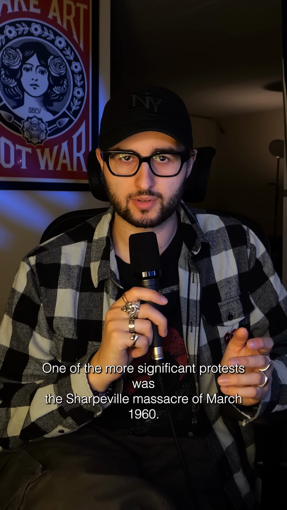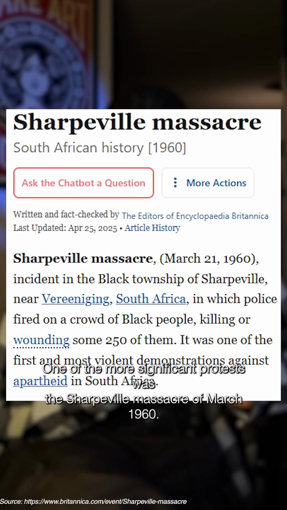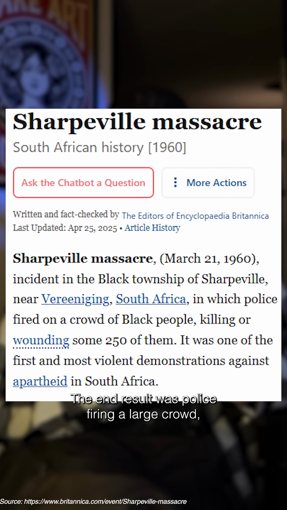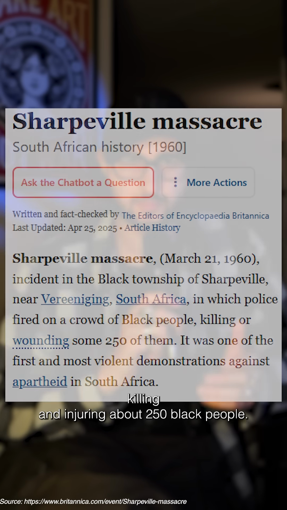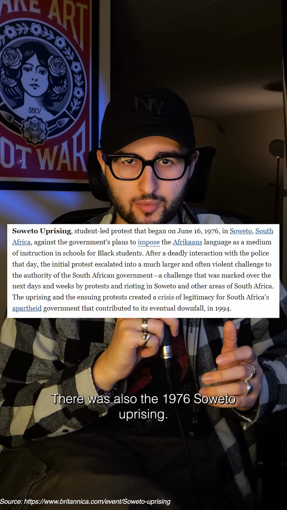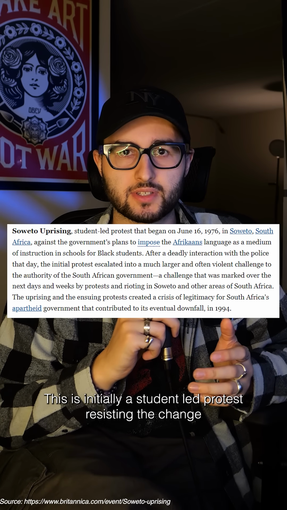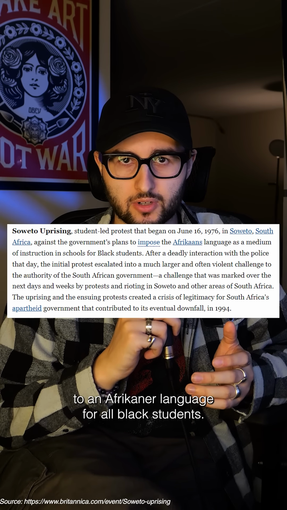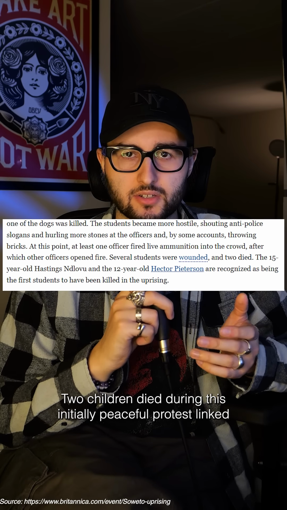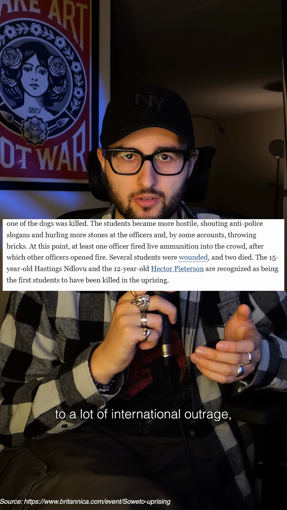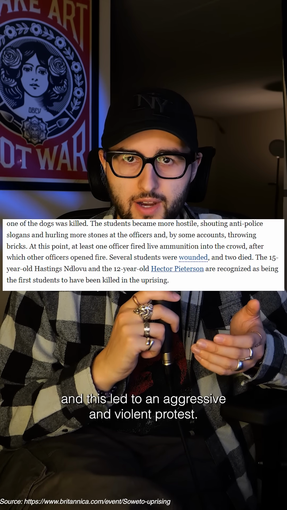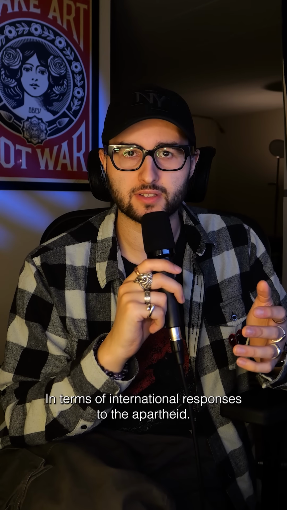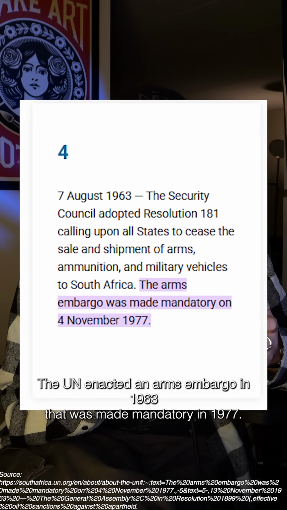One of the more significant protests was the Sharpeville Massacre of March 1960. The end result was police firing on a large crowd, killing and injuring about 250 black people. There was also the 1976 Soweto Uprising. This was initially a student-led protest resisting the change to an Afrikaner language for all black students. Two children died during this initially peaceful protest, leading to a lot of international outrage, and this led to an aggressive, violent protest.